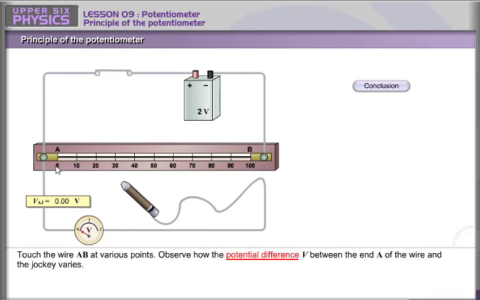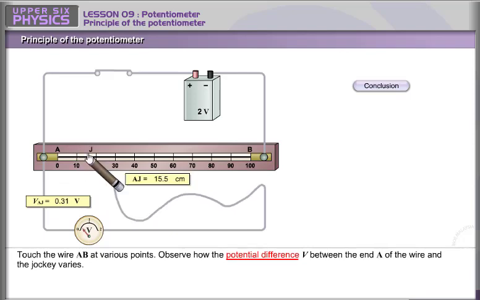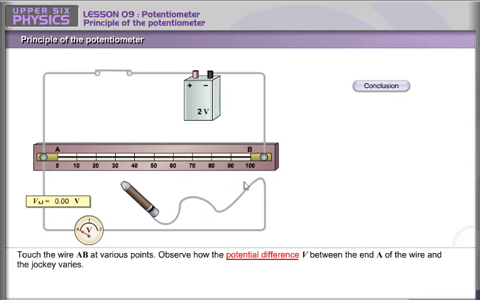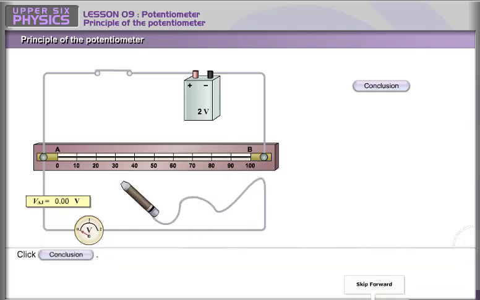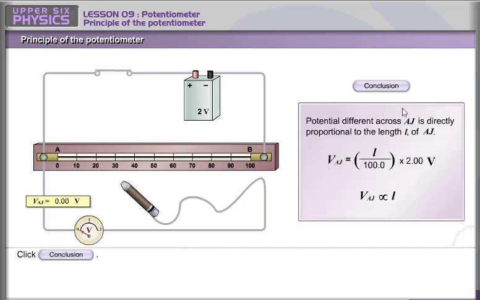Touch the wire AB at various points. Observe how the potential difference V between the end A of the wire and the jockey varies. Click on the conclusion button.